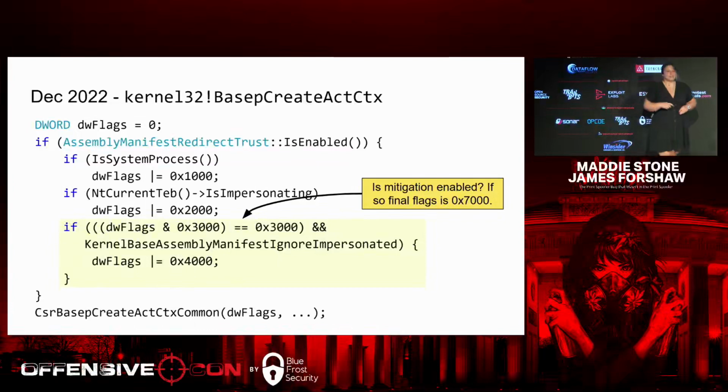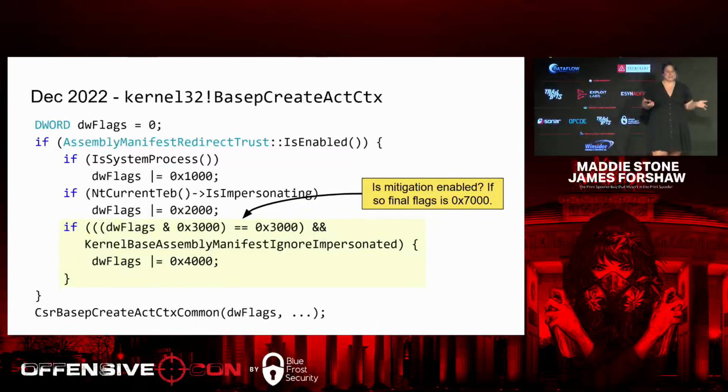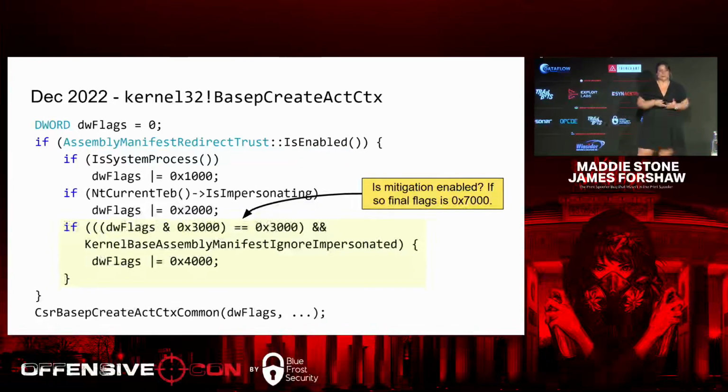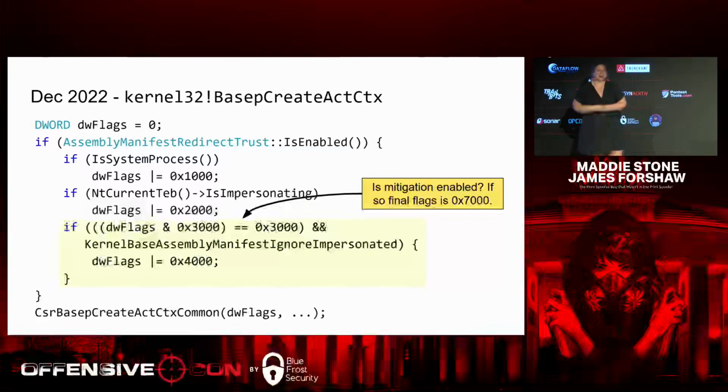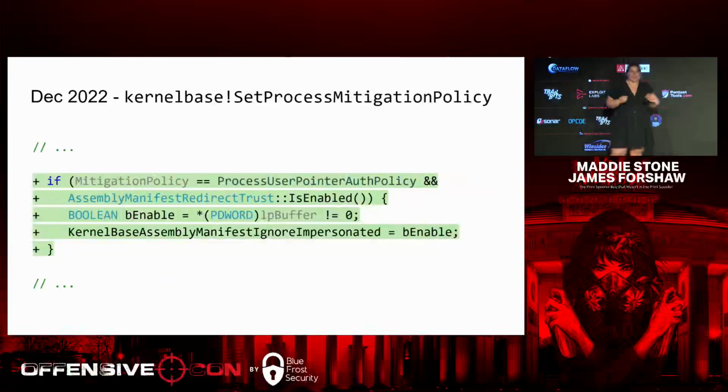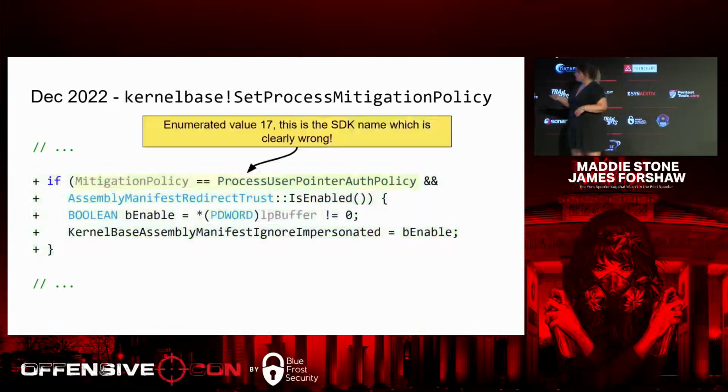The final is looking at, is this mitigation enabled? So we're looking for some sort of global variable kernel base assembly manifest ignore impersonated to see if that is set, then we will set these flags that are passed to that previous function in side-by-side service to that value 7,000. And when we then go back further to figure out where is this global variable set, it's within kernel base. So set process mitigation policy.